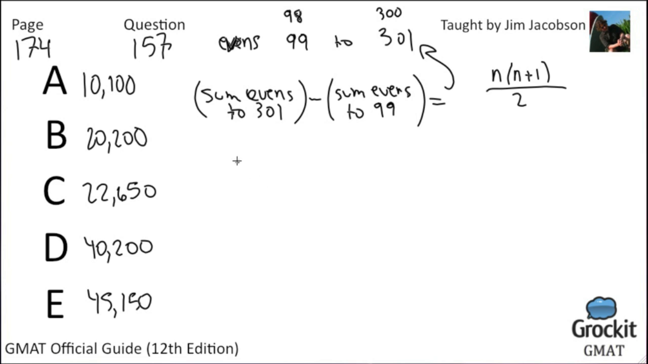So that's 150 times, so 150 is our n. Add 1 to that, divided by 2. But then we have to multiply by 2 to get back up to the fact that we're not adding the sum up to 150, but the sum up to 300. We subtract from that our same little set here.